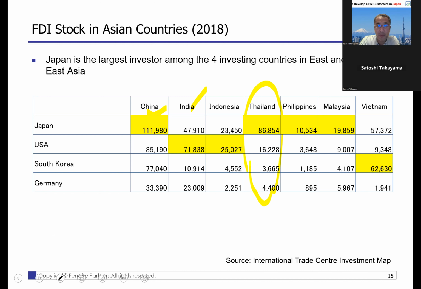So this is our FDI stock statistics. Japan is the number one investor in China, the second in India, and also number one in Thailand, Philippines, Malaysia. So it means you often encounter Japanese companies in such Asian markets. But if you don't do business development in Japan, probably Japanese companies there don't purchase from you.